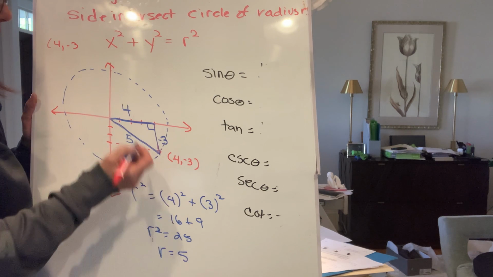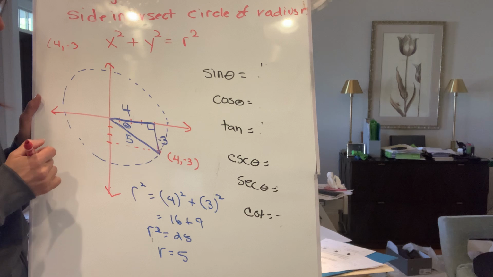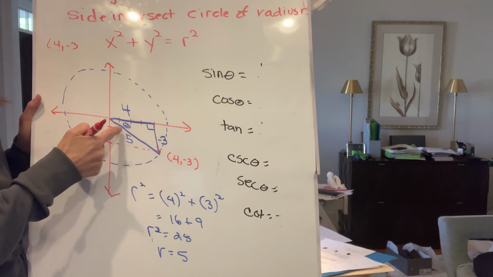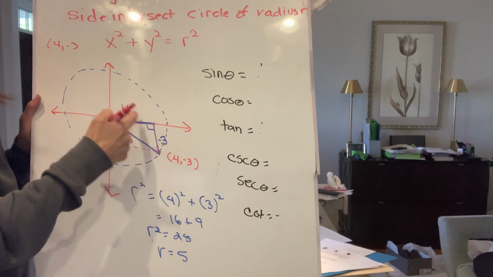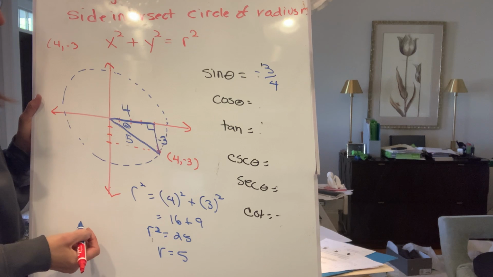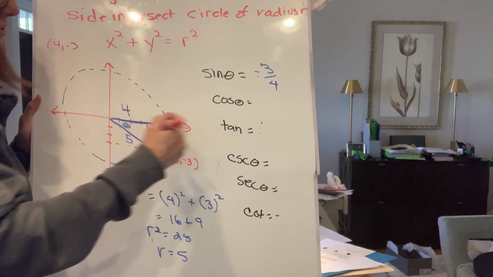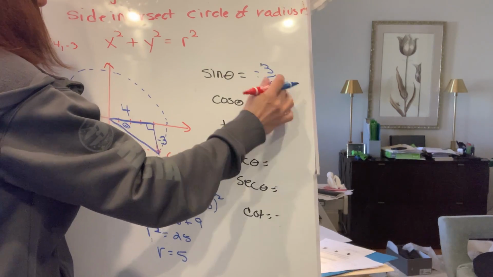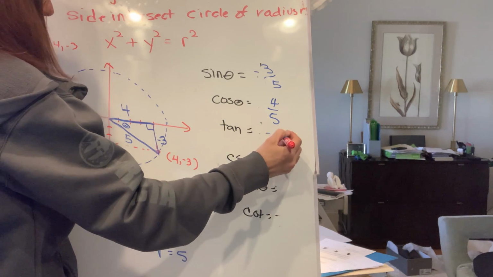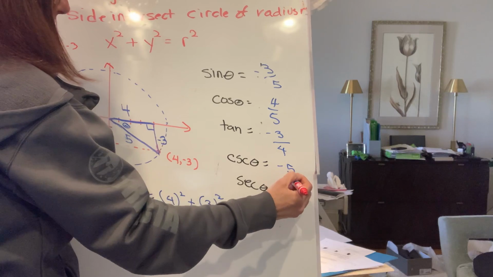Now I can evaluate my trigonometric functions for this angle right here. We are going to figure out that sine is -3 over 5. Cosine is 4 over 5. Sorry, this should be -3 over 5 for the... Tangent would be -3 over 4. And then I just take the reciprocals.